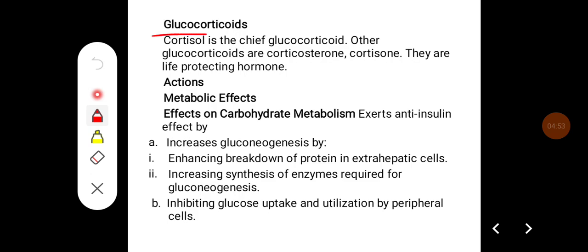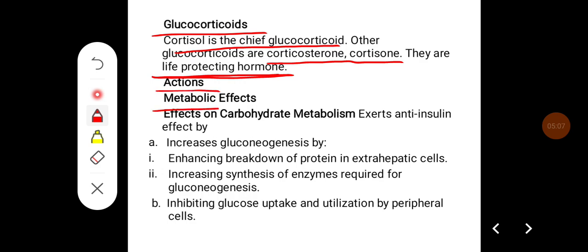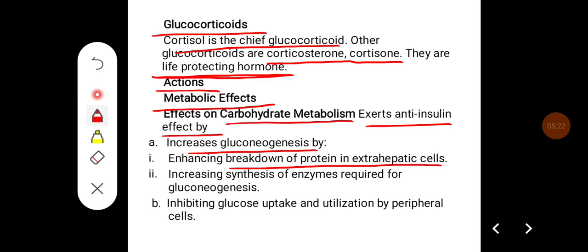Coming to glucocorticoids, cortisol is the chief glucocorticoid. The other glucocorticoids are corticosterone and cortisone, and these glucocorticoids are called life-protecting hormones. Say their action, their metabolic effects: first, on carbohydrate metabolism, it exerts an anti-insulin effect by increasing gluconeogenesis, by enhancing the breakdown of proteins in the extrahepatic cells.